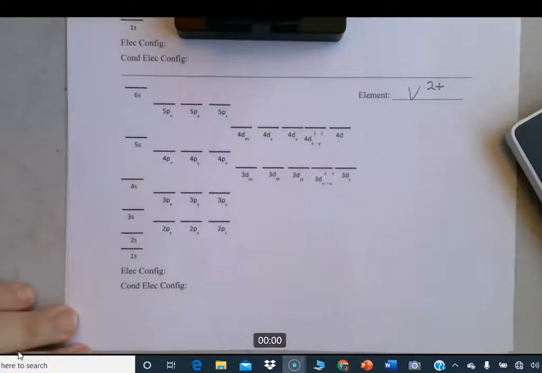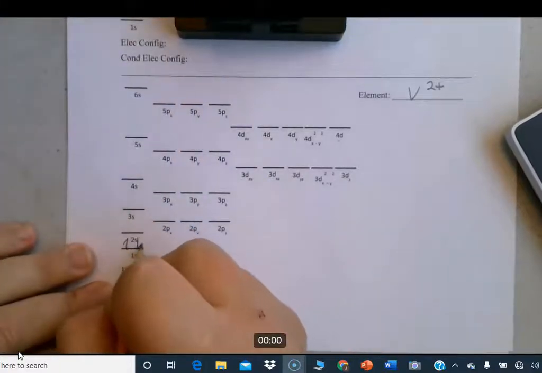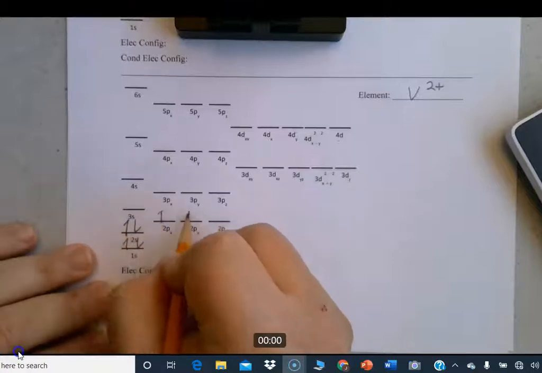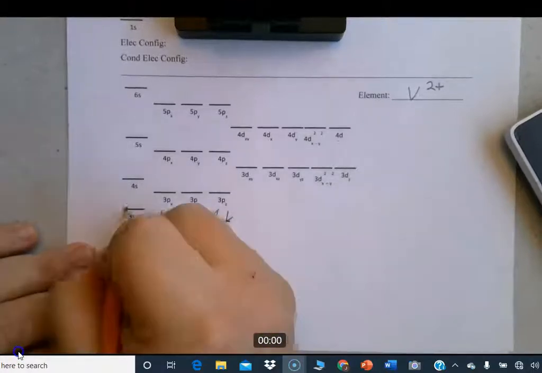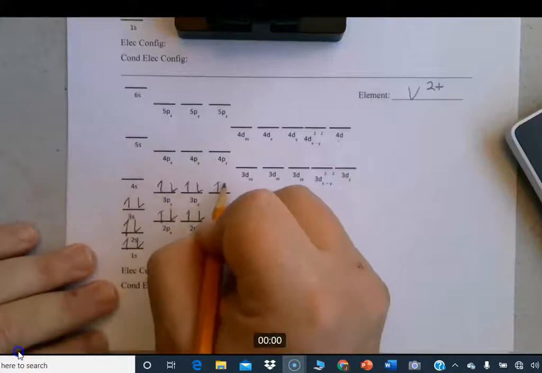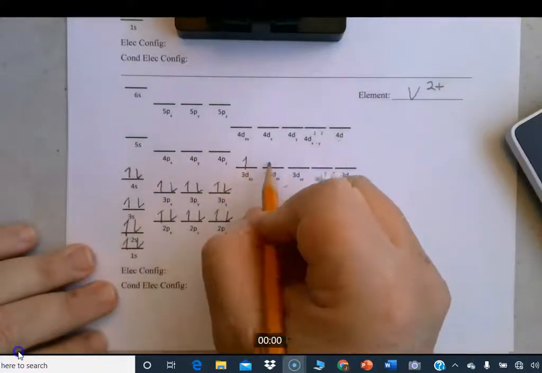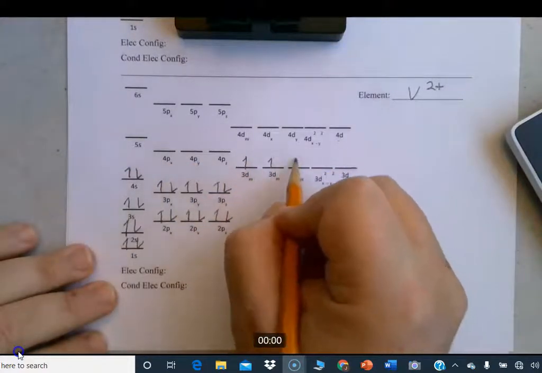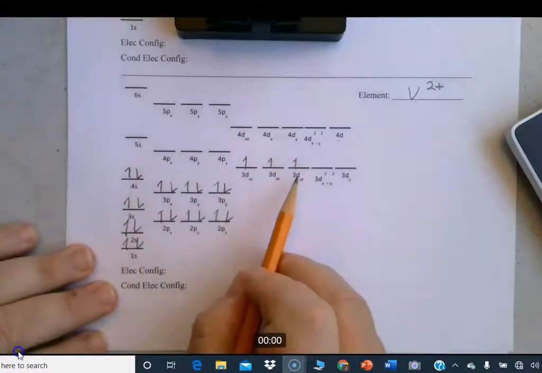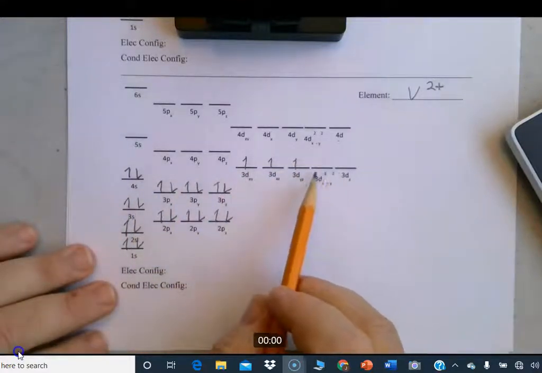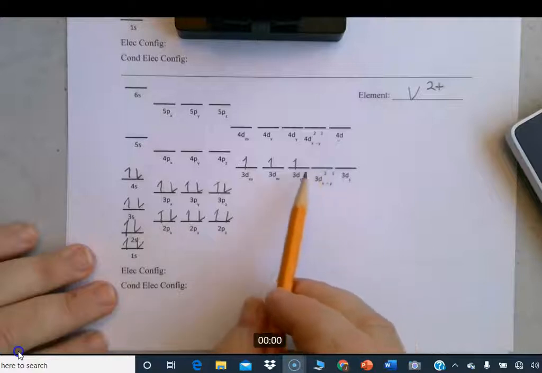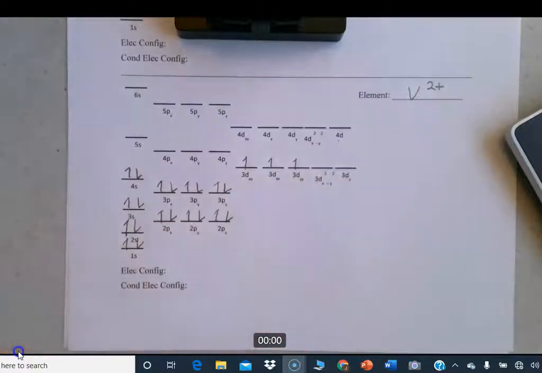All right, so here we go. Up, down, up. Okay, adding an electron does not give it a complete half shell, so we're not going to do that. So this is the electron configuration for vanadium. But what happens when it ionizes? It loses 2 electrons.